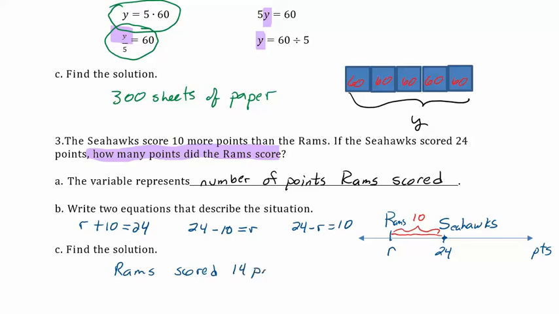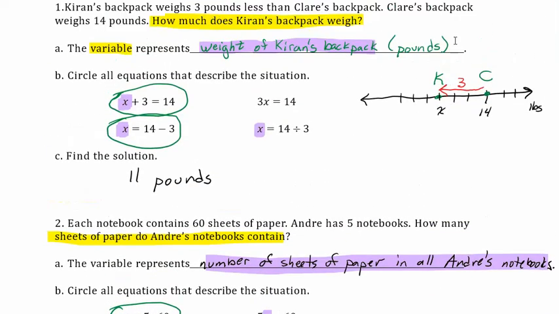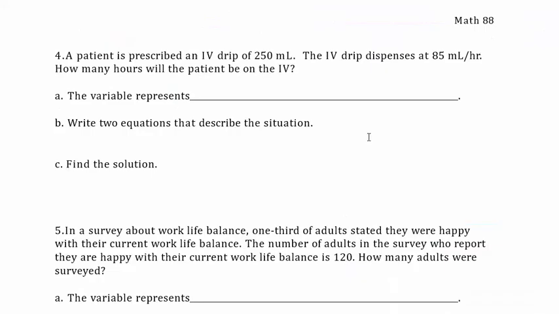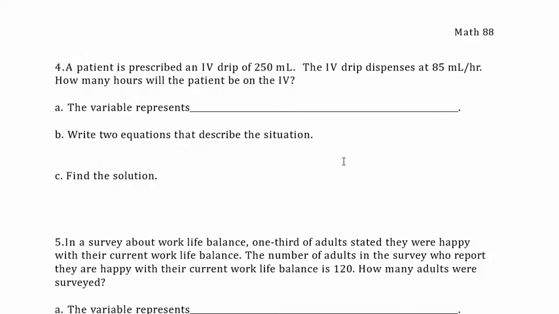All righty. Again, I really encourage you to use some kind of a visual, right? We have this number line, we have this tape thing. Again, up here I used a number line. It can really be helpful for visualizing what's happening. All right, let's look at number 4.